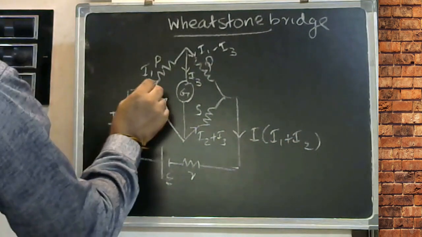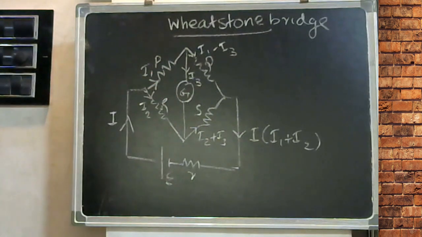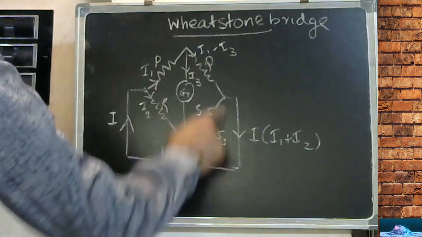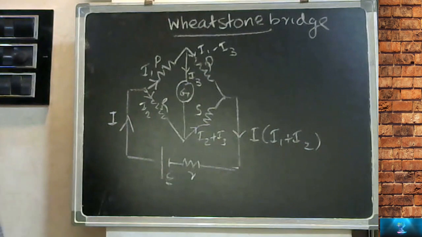Because here, at this junction, I branches into 2 parts. So I1 and I2 add up to become I. So logically you're right, now I'm seeing current everywhere. There's a current in this, everywhere. The galvanometer will show deflection.